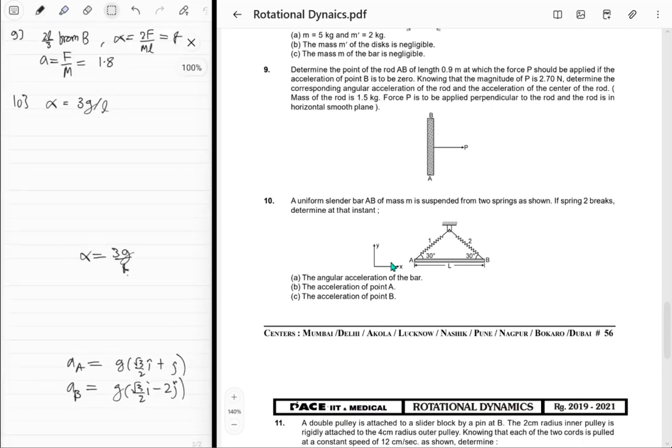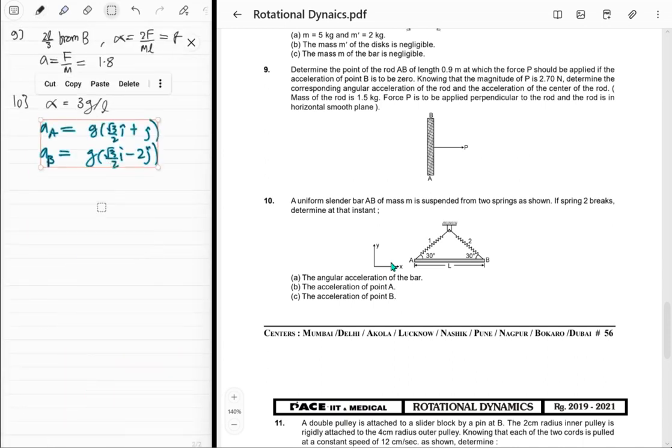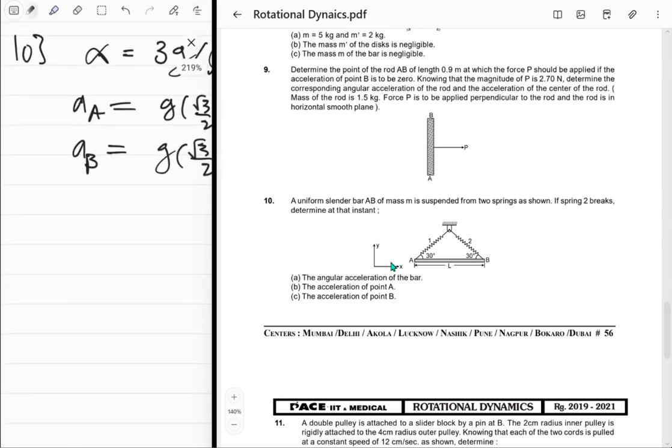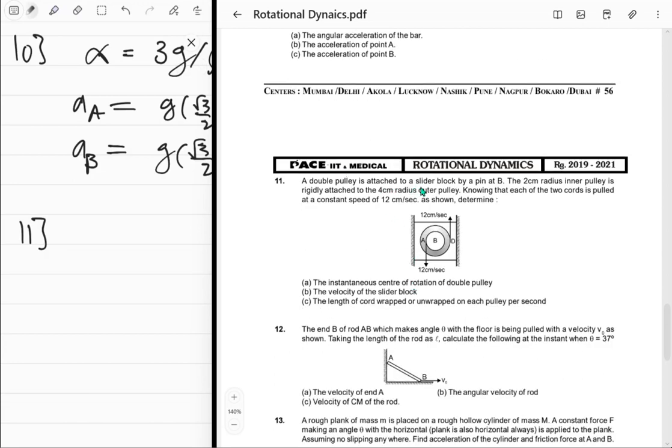Okay, 11th. 11th: a double pulley is attached to a slider block by a pin at D. What? Slider block? What slider block? The 2 centimeter radius inner pulley is rigidly attached to the outer pulley. Inner pulley and then you got an outer. What is a slider block? By a pin at D.